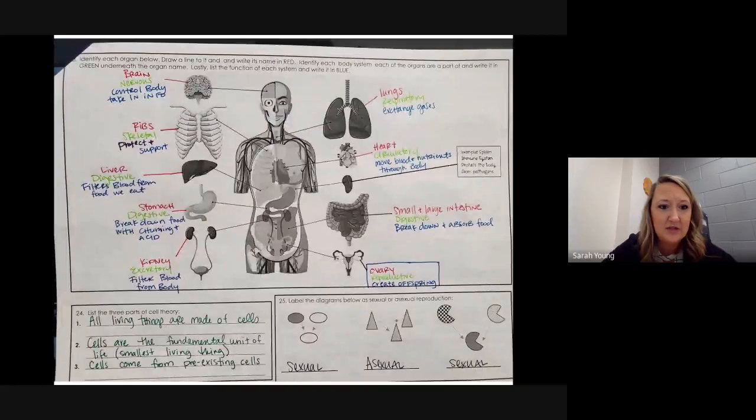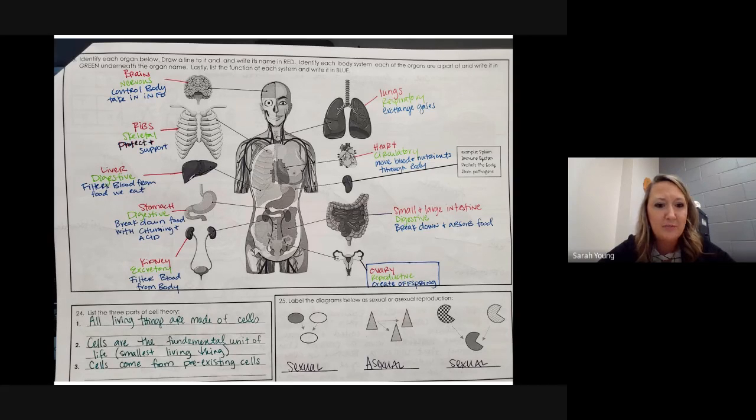All right, so we're going to go to page 3. So page 3, at the top on this section, you are going to name the organ, name the system the organ belongs to, and then tell what the job of that system is. So I'm going to start on the left with brain, and I'm going to go down that left side, and then we'll go down the right side.